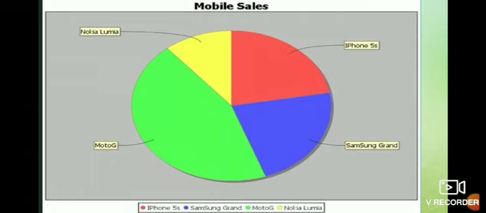And I have given the next one for your assignment. You can take this for assignment. This is for mobile sales. First one is iPhone 5S, and then Samsung Grand, then Moto G, and then Nokia Lumia. So the percentages you can guess and write.